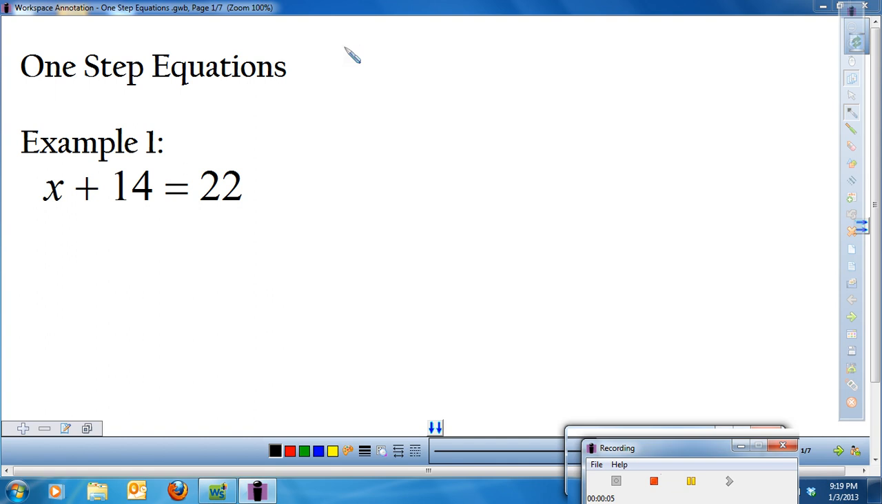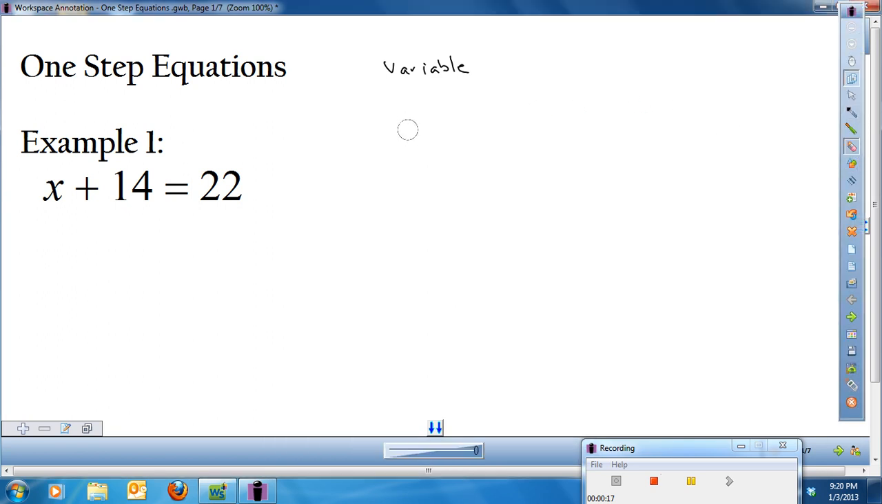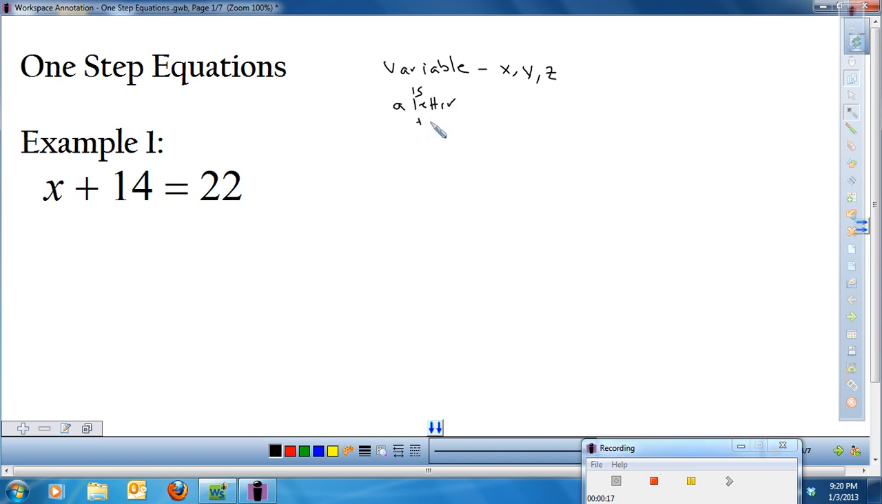First of all, a variable is just a letter that represents a number. So, we could have a variable like x, or y, or z. Really, it can be any letter. Remember, a variable is a letter that represents a number.